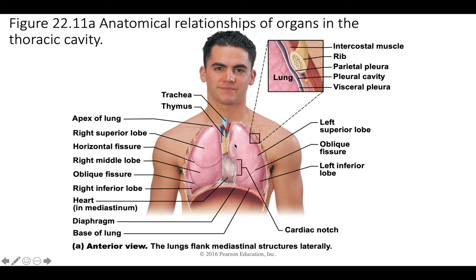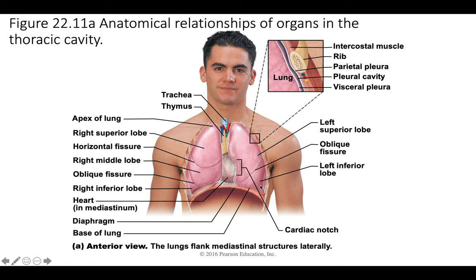And as you go down now, keep in mind, this is the right side and this is the left side. So again, you can see the apex of the heart is right about here. And here's that indentation of the left lung, which accommodates room for the heart. So again, here's this oblique fissure, and you can see the oblique fissure separating the left lung into a superior and inferior lobe. Now let's move to the other side.